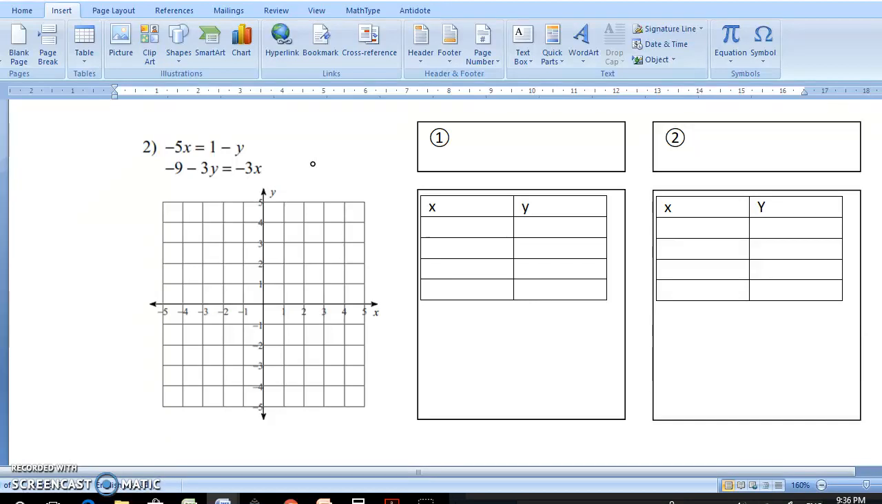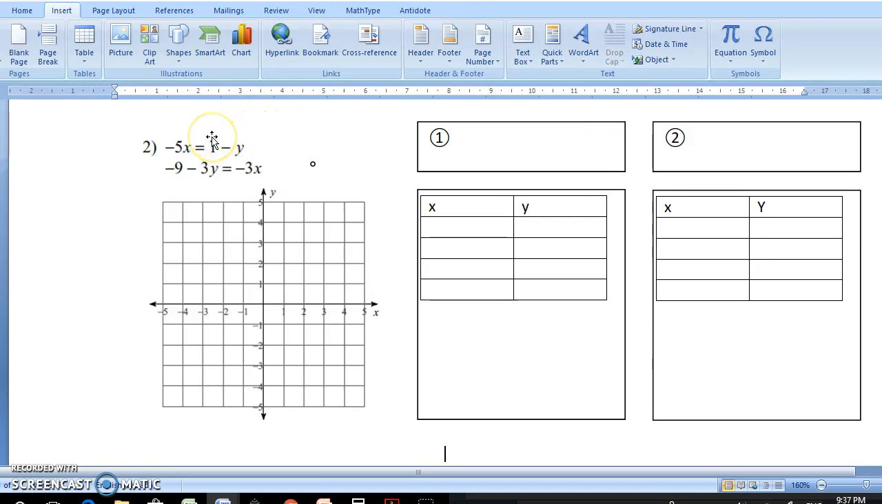Here's a quick video on how to solve a system of equations using a graph. This is example 2 from today's worksheet class. The first thing we're going to do is to take these two equations. I set up a little box here for equation 1 and equation 2.